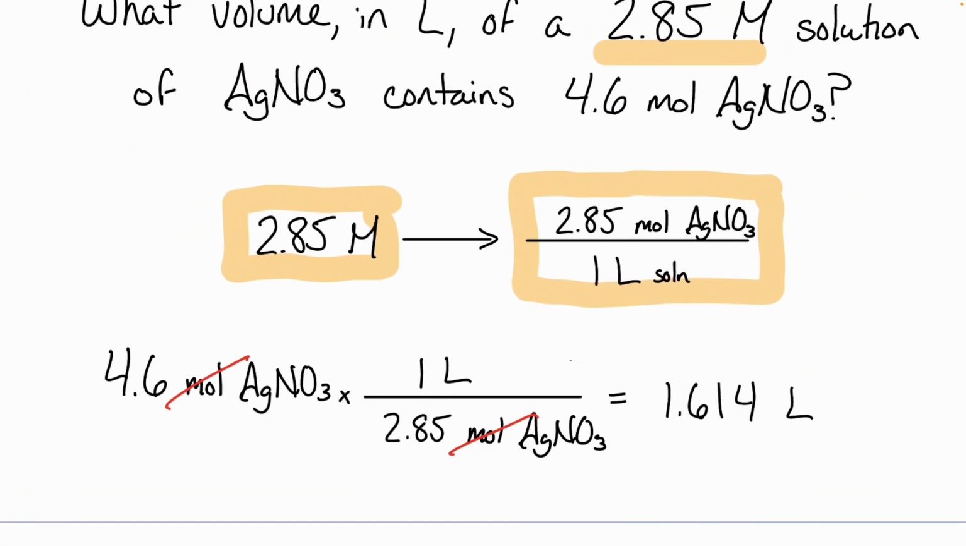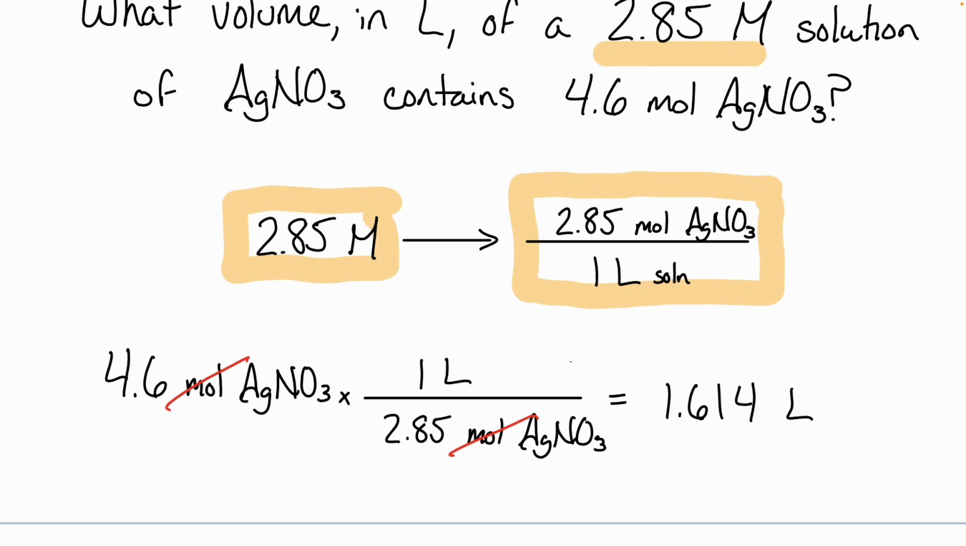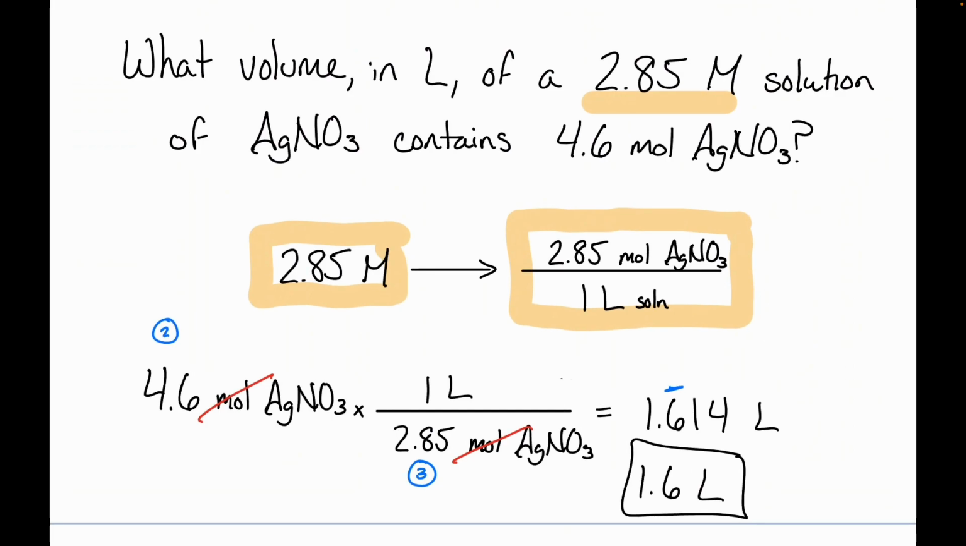Actually, real quick, correct number of sig figs would be, right? So this number has 2, this number has 3, so we got to go with what's fewer here, so my 1.6 liters. Right, so in my experiment, I really need to get this 4.6 moles of silver nitrate. I got to go to my graduated cylinder and measure out 1.6 liters of that solution.